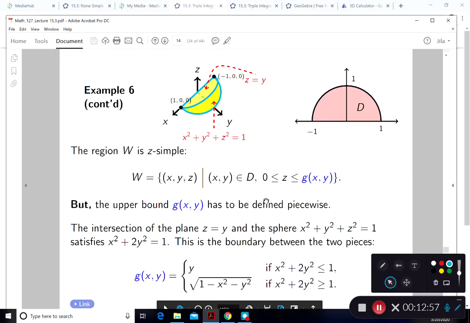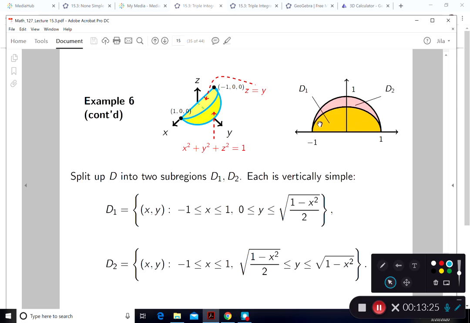It turns out that if I plug in z equal to y and solve, I get x squared plus 2y squared equal to 1, which is an oval, and that is where the bounds are happening. This is the shape: x squared plus 2y squared equal to 1, when you plug in z equal to y.